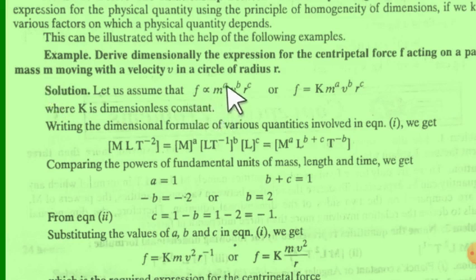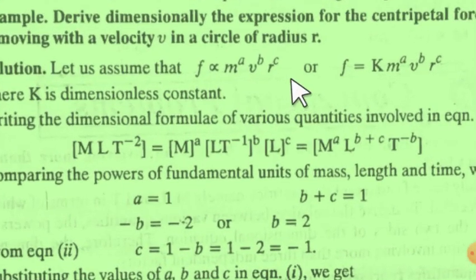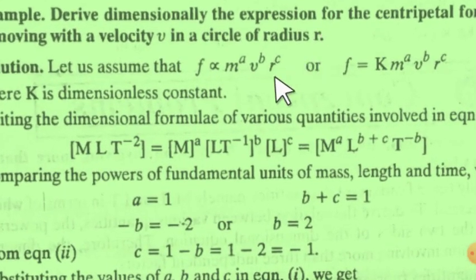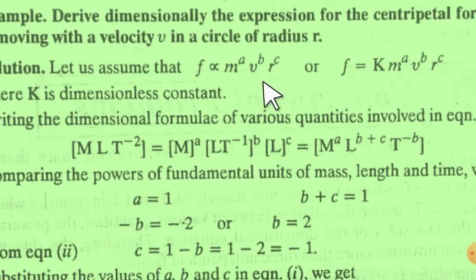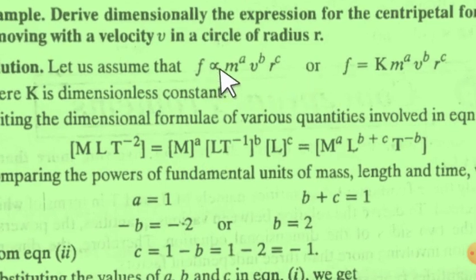So m to the power a; it depends on v also, so v to the power b; it depends upon radius r also, so r to the power c. To express this direct proportionality as an equality, we require a constant k. So F equals k m to the power a, v to the power b, r to the power c, where k is a proportionality constant and it is dimensionless.